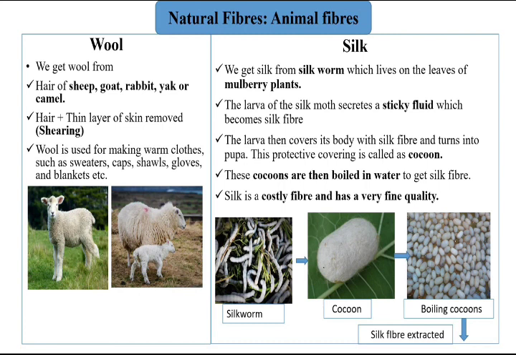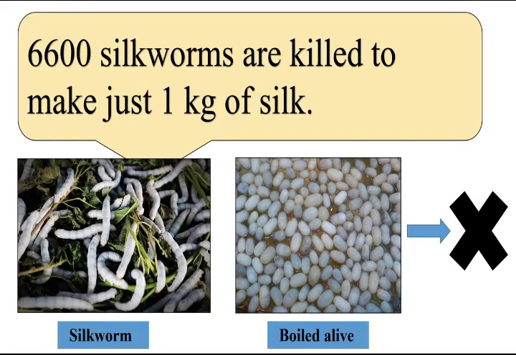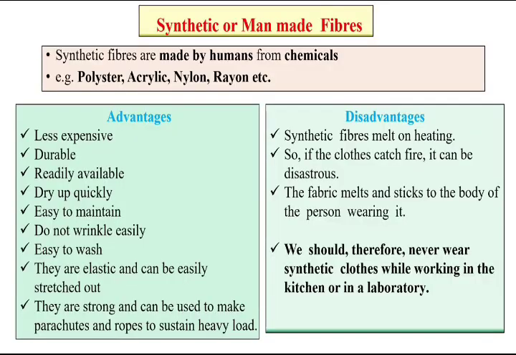These cocoons are then boiled in water to get silk fiber, and silk is a costly fiber and has a very fine quality. Why is it costly? Such a big procedure is there to make silk fiber from silkworm. You know students, one point I would like to remind you: 6,600 silkworms are killed to make just 1 kilogram of silk. Imagine how difficult it is. That is why it is costly.